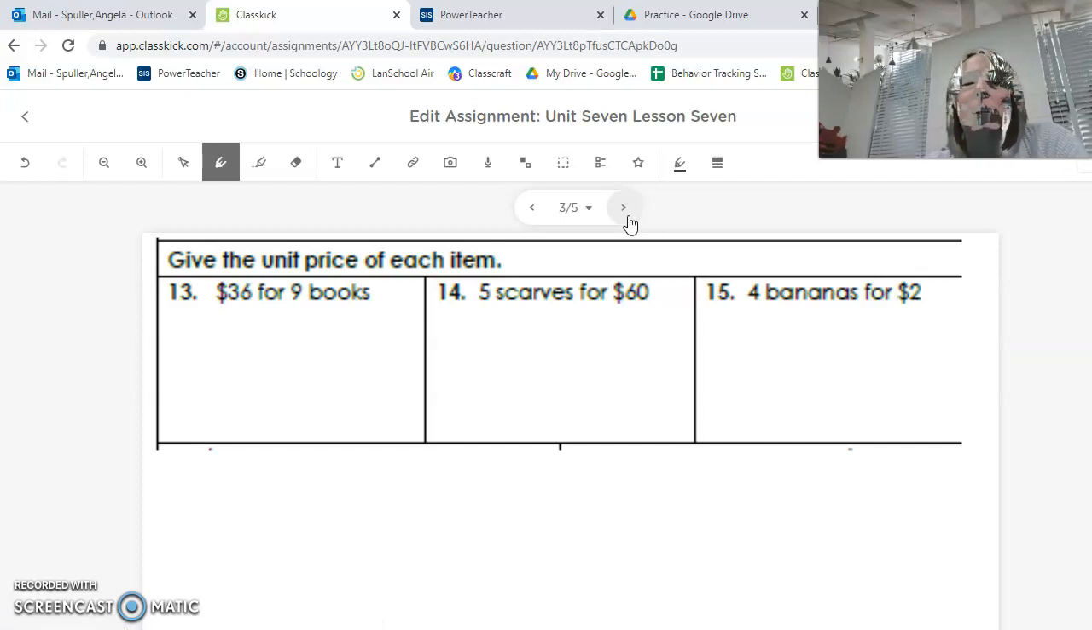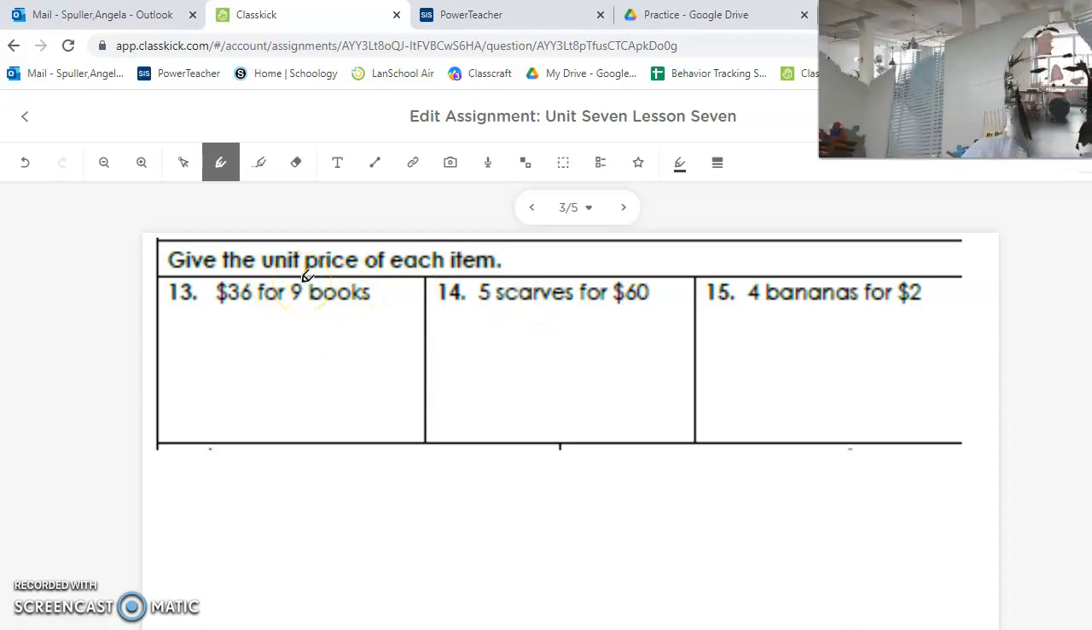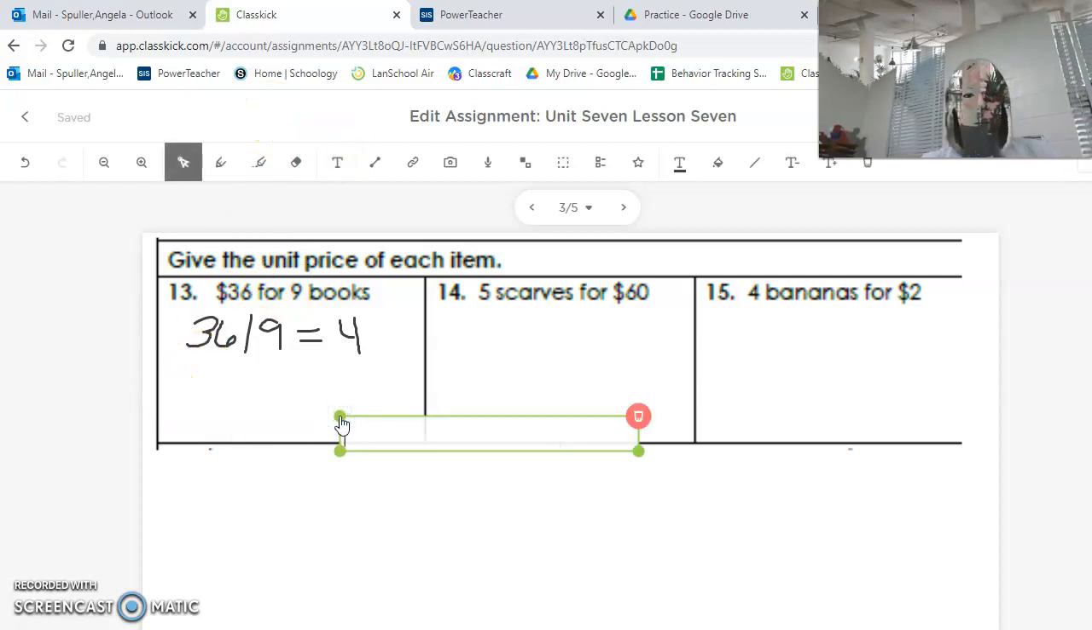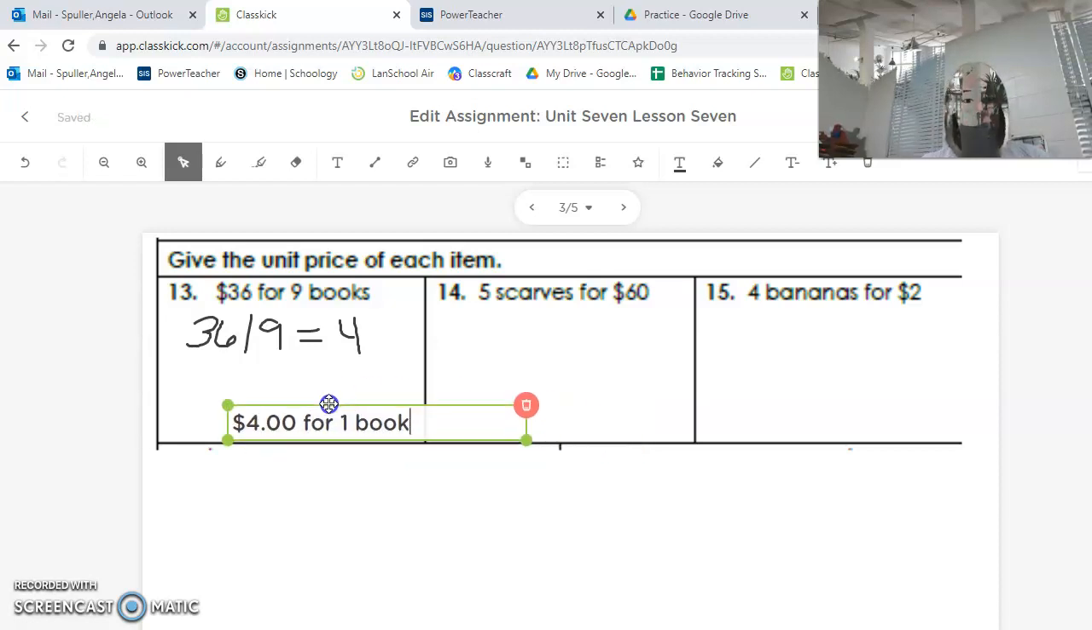Okay, so what we're trying to do right now is get the unit price. So we're trying to figure out what it costs for just one. These three scenarios tell us what the cost is for more than one. We have to get the cost for one. To do that, we're going to say 36 divided by 9 equals 4. Okay, so what does that mean? Well, that means that it costs me $4 for one book. Okay, make sense?